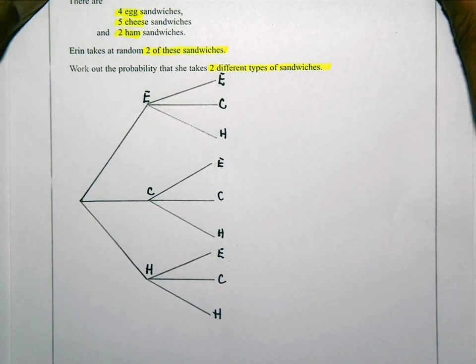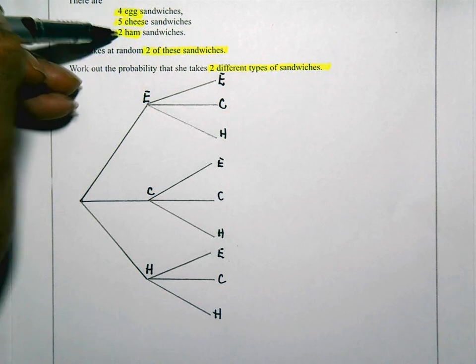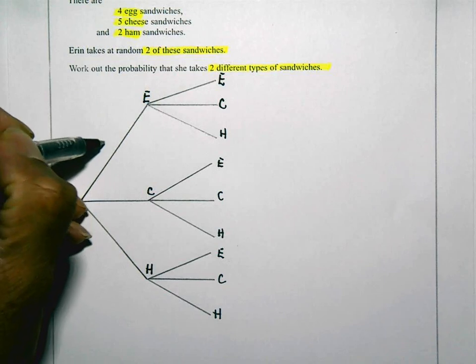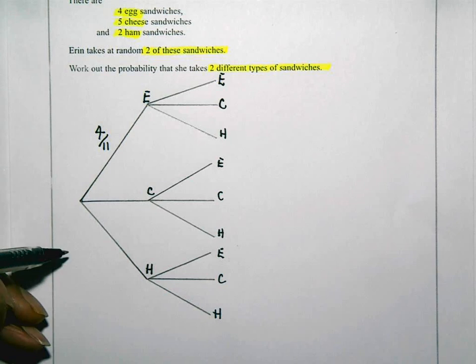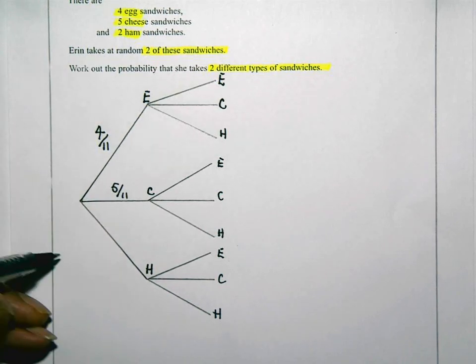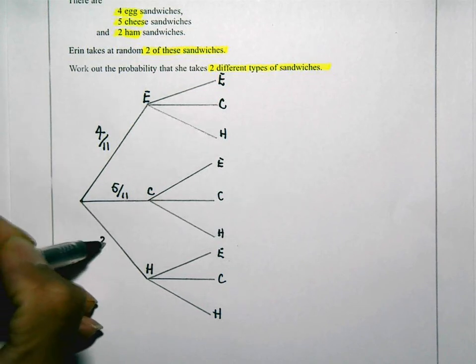Okay, given that there are 4, 5, and 2 sandwiches, how many sandwiches are there altogether? There are 11 sandwiches altogether. So the probability of picking an egg sandwich is going to be 4 out of 11. The probability of picking a cheese sandwich is going to be 5 out of 11. And the probability of picking a ham sandwich is 2 out of 11, or 2 over 11.